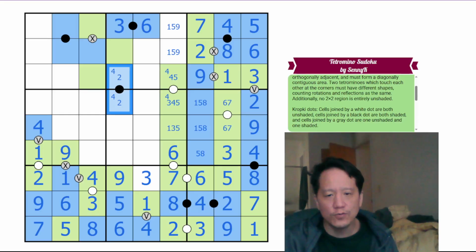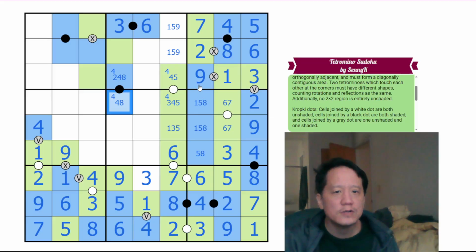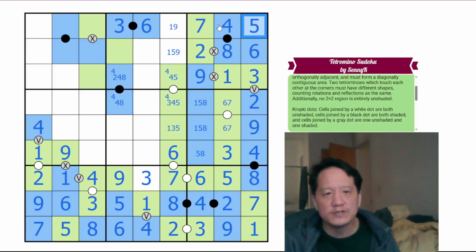We have 4, 2, and 8 here. This can't be 2 because of 2 in the row. This can't be 5 because of 5 in the row. This is a 1-2 ratio. Cannot be 6, cannot be 1. So we're guaranteed a 4. This is 4 with 2 or 8.